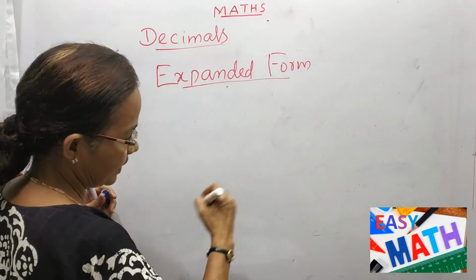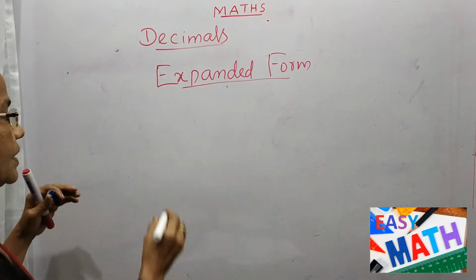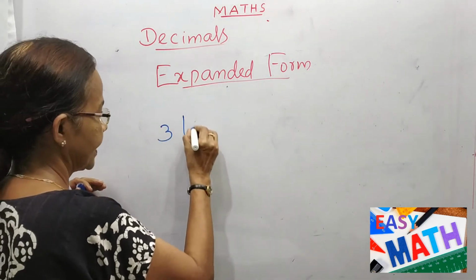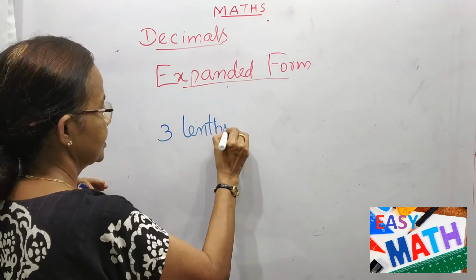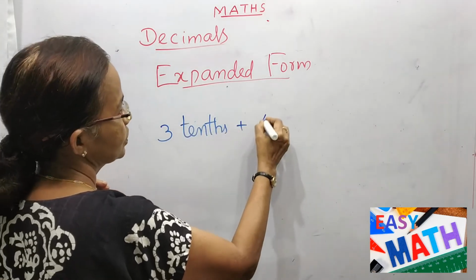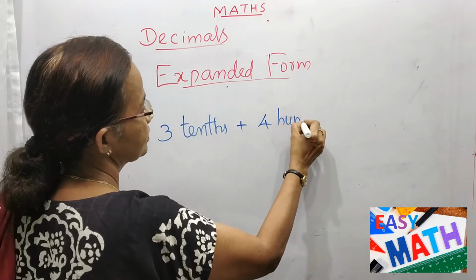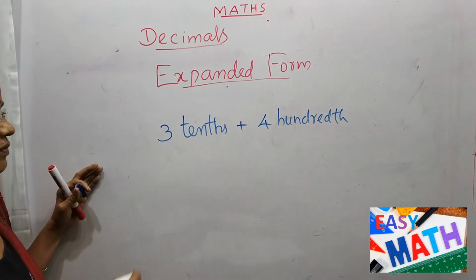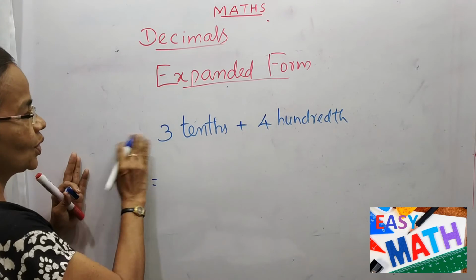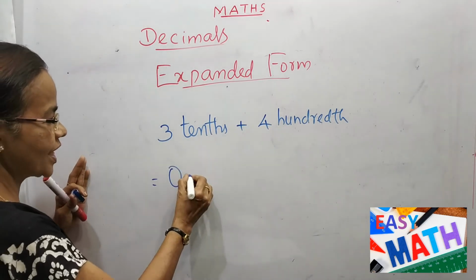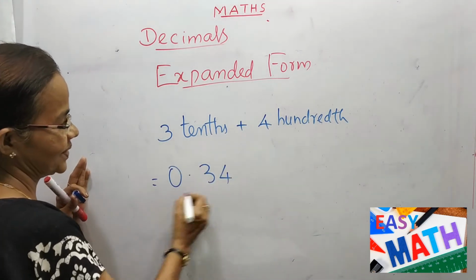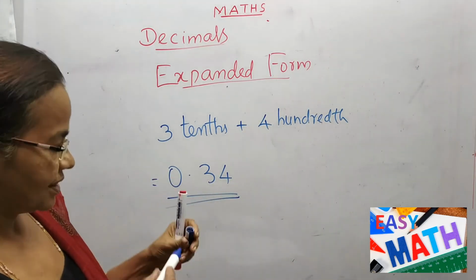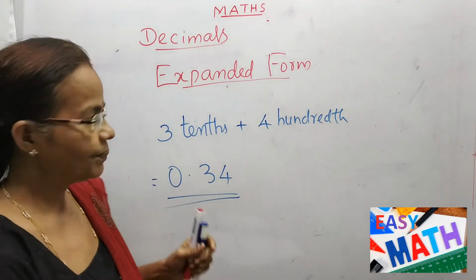If one decimal expanded form is given, that is 3 tenths plus 4 hundredths, how can we write the decimal form? It's equal to, whole number part is not there, so 0.34. Okay, that is the answer, 0.34. Okay children, I will give you more exercises in the next video.